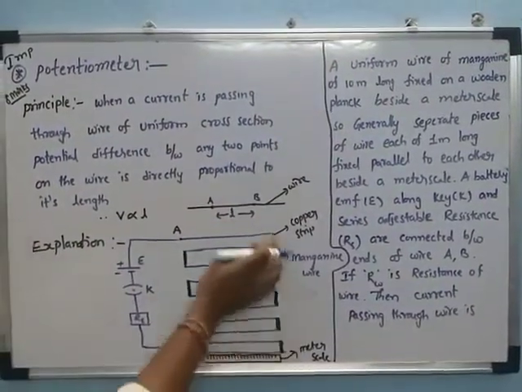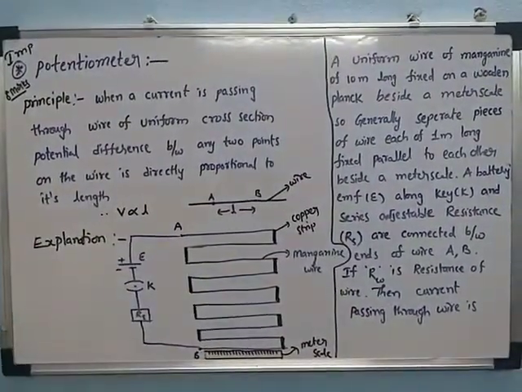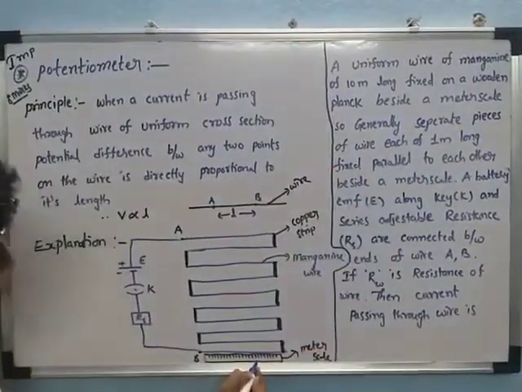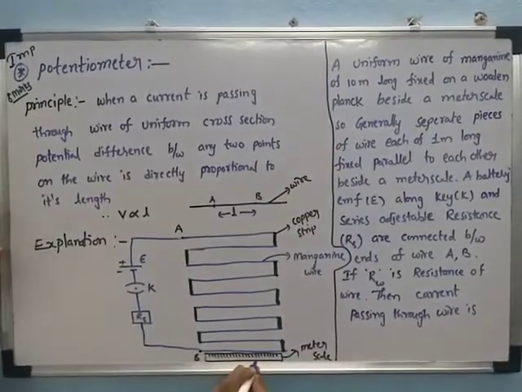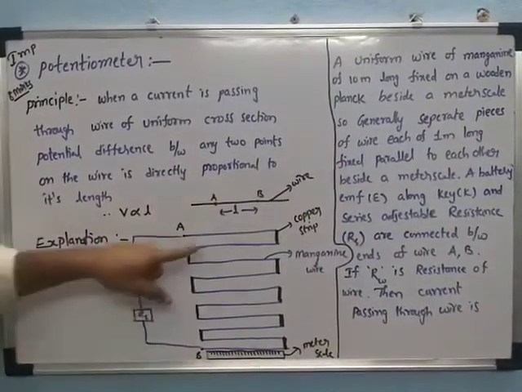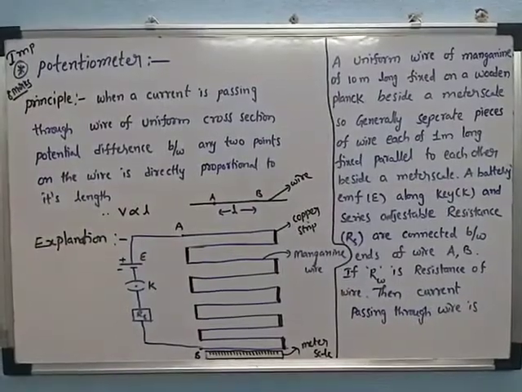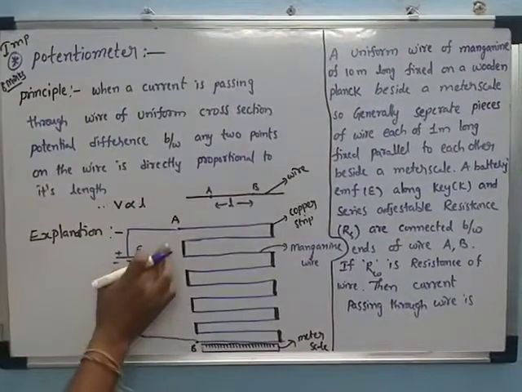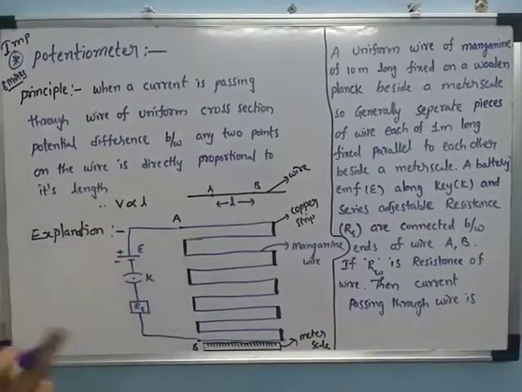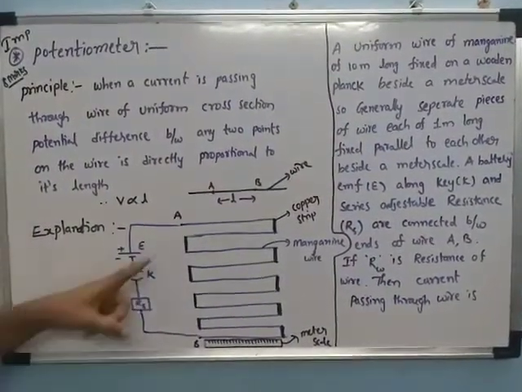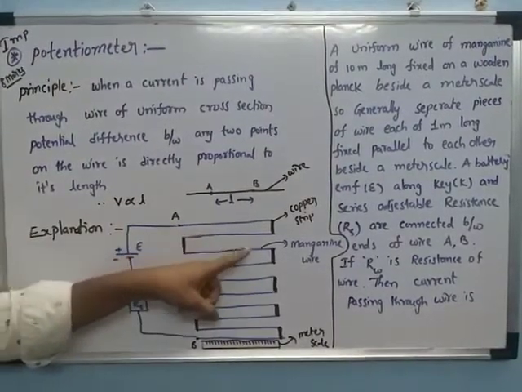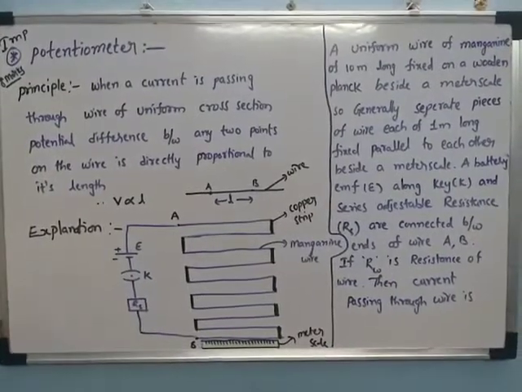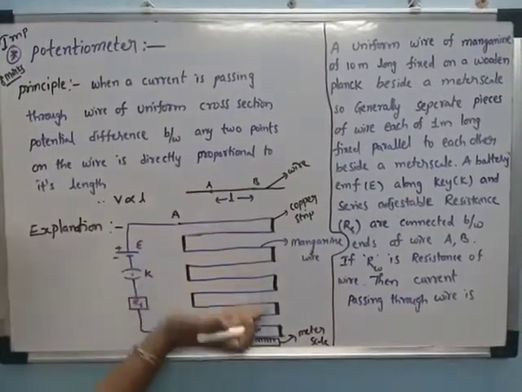The wire is fixed on a wooden plank, and beside it there is a meter scale. The wire is generally separated into pieces. The length of each piece of wire is 1 meter. See, how many are there? Each piece has 1 meter, fixed on the wooden plank parallel to each other.